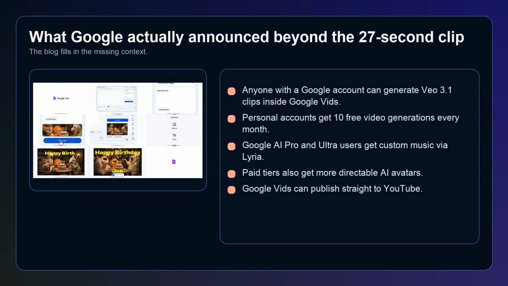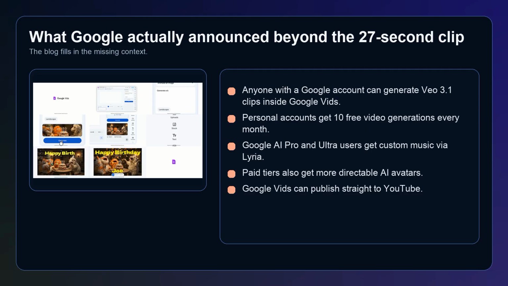Now here's where the official blog fills in the gaps that the post itself does not show. Google says anyone with a Google account can now generate high-quality video clips in Google Vids using Veo 3.1 with 10 free generations every month for personal accounts. That is the headline. Then there is the broader package. Google AI Pro and Ultra users get custom music generation powered by Lyria. They also get more directable AI avatars. And Vids can now publish straight to YouTube.